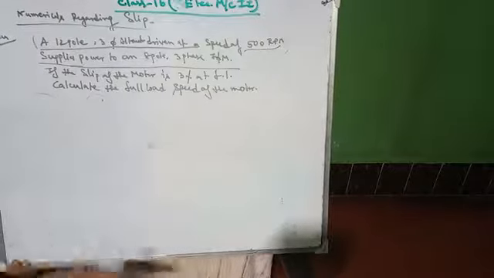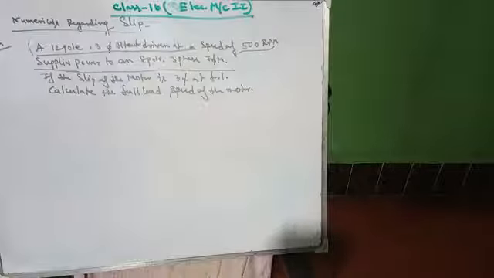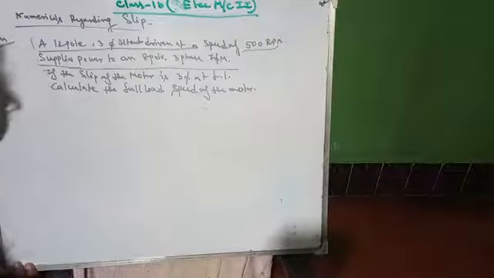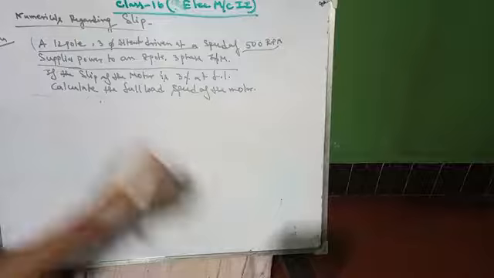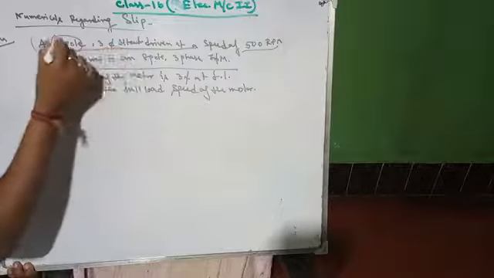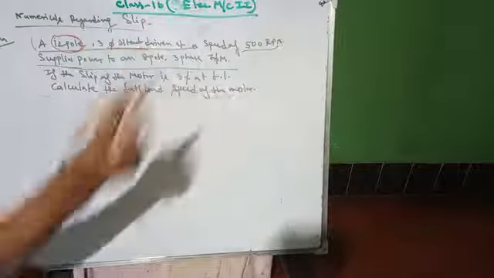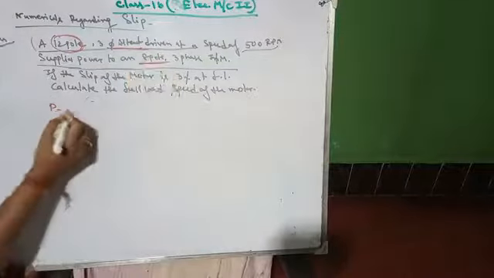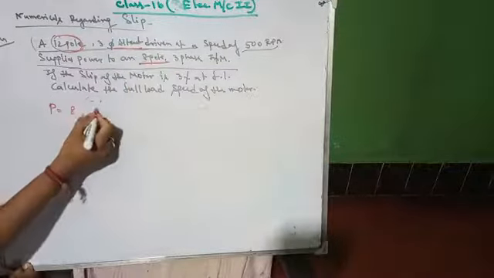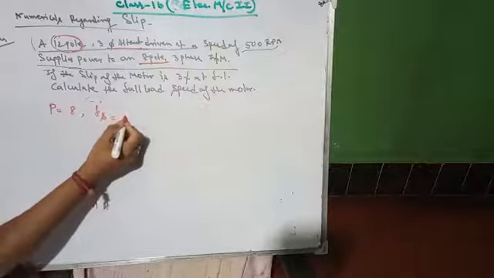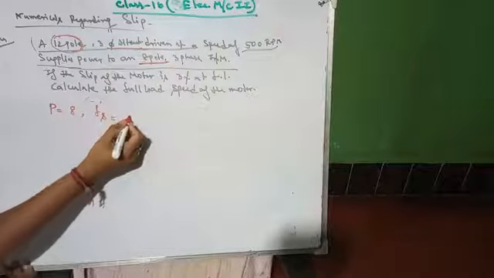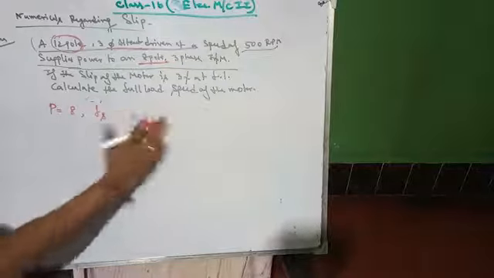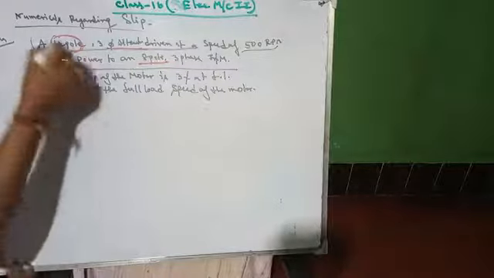So here basically you have to first find the Ns. So what is the Ns? Everyone will make this mistake. This 12 pole is for the alternator. So P equals 8 poles over here. Fs equals 50 Hertz. That is Fs you have to first find from this concept.